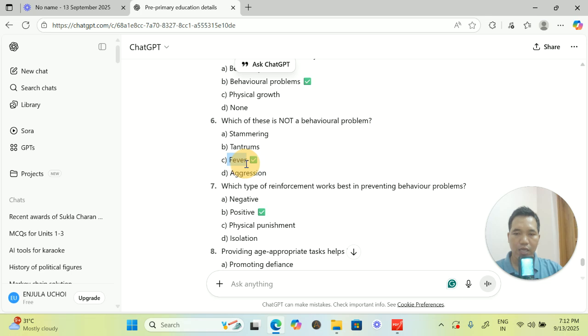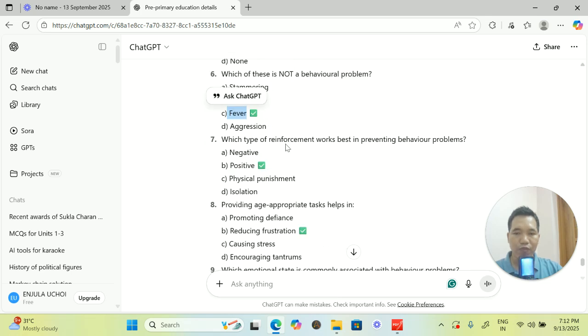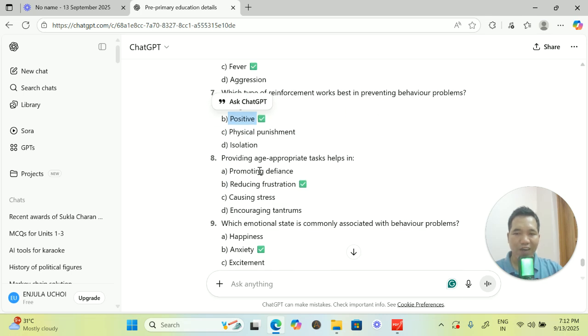Fear. Okay, so which type of reinforcement works in preventing behavior problems? It is to be positive. So this is another important question. And providing age-appropriate tasks helps in reducing frustration. This is one more important question.